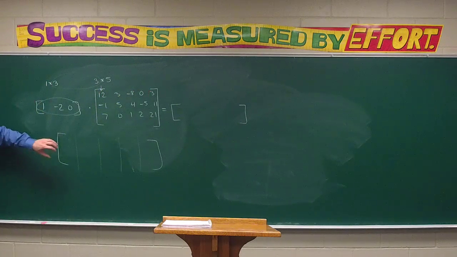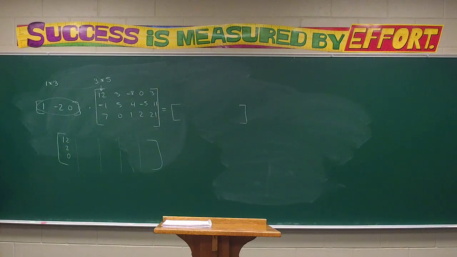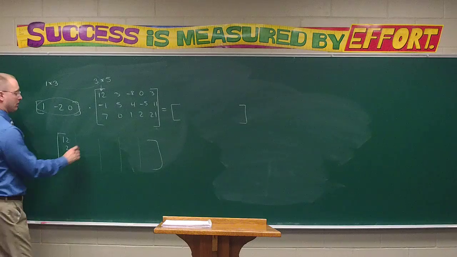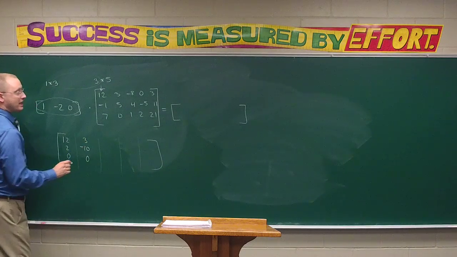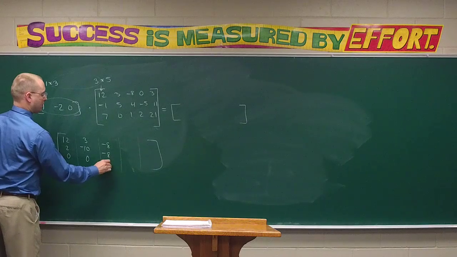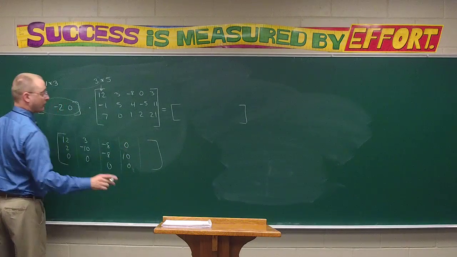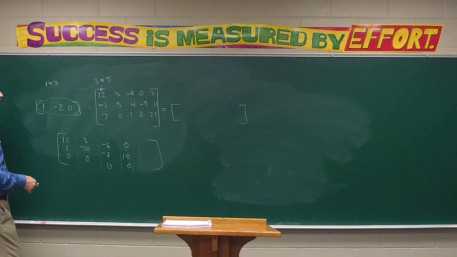So let's get our first set of values here, Maddie. 12, 2, 0. Let's get the next set of values, Brandon. 3, -10, 0. The next set, Audrey. -8, -8, 0. Abby, the next. 0, 10, 0.